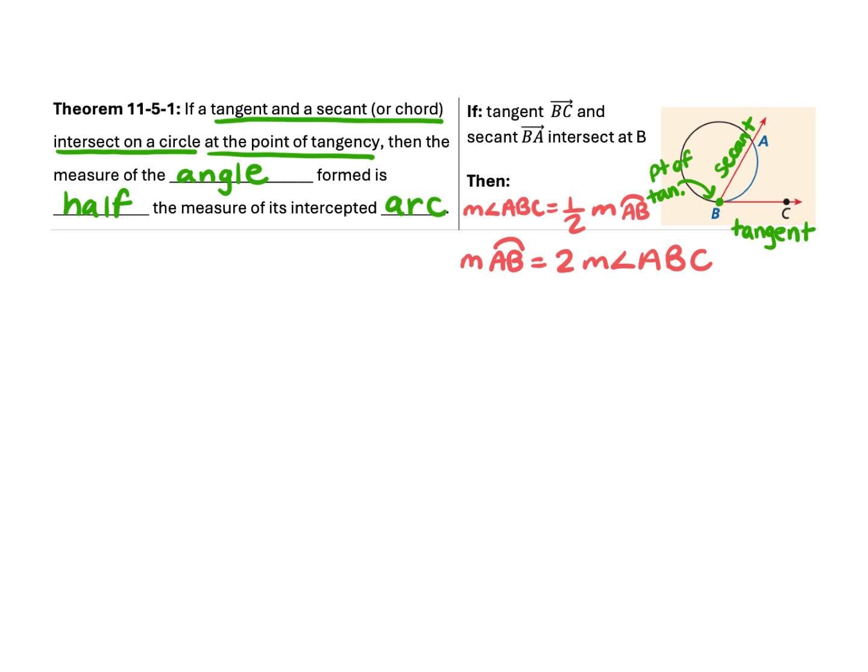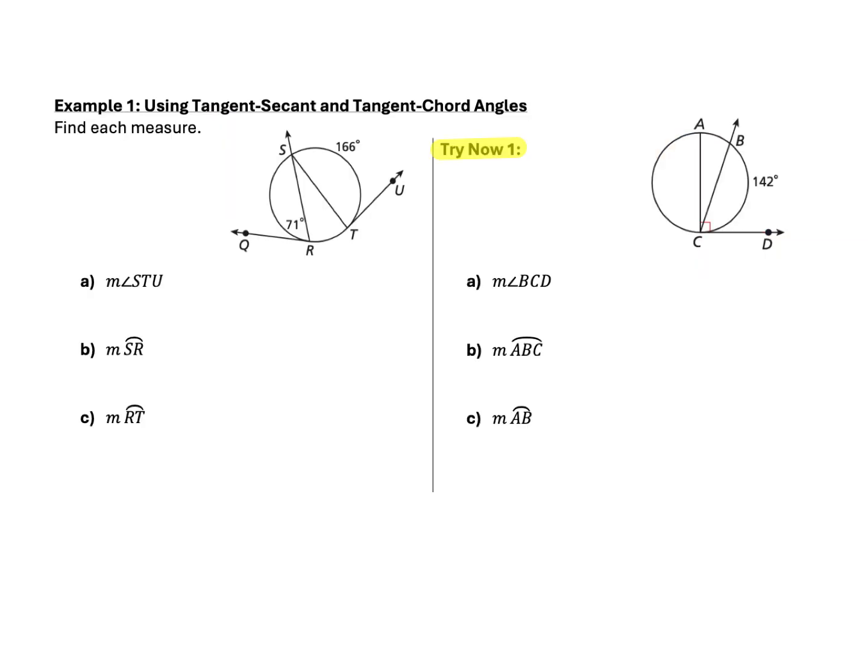I'm also just going to have you add to your notes somewhere, wherever it fits in your notes packet, write that this first theorem applies when we intersect on a circle. Notice that in example 1, you can see that the tangents and secants, they all intersect on a circle. So we're going to use that theorem above.